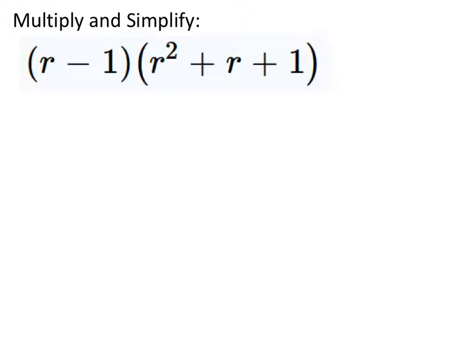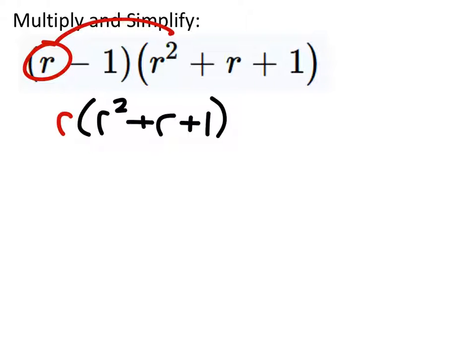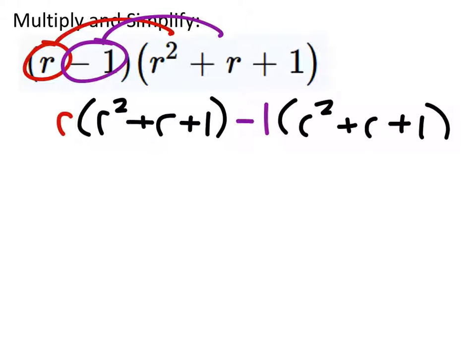So this problem is one of the reasons why I don't like FOIL, because if we have three terms, then what do we do? I mean, I have no idea what they would call it. But if we keep using the same method that we have been, I'm going to take r and multiply it by that parenthesis. And then I'm going to multiply negative 1 by the same set of parentheses. Now when I distribute these, it should work out pretty good.